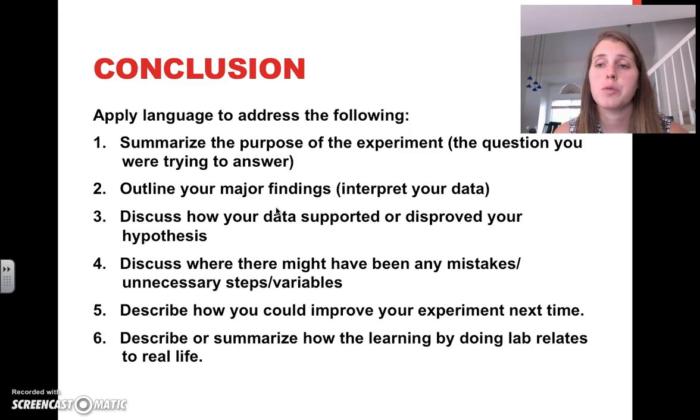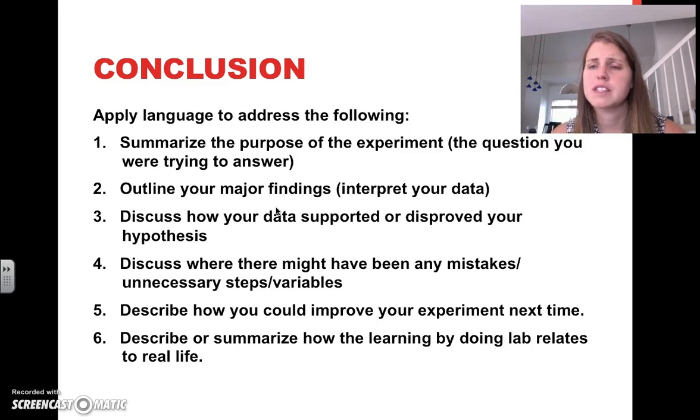And then you also want to say, well, my data either supported my hypothesis or maybe did not support my hypothesis. Whatever happened in your experiment, remember, either is okay. It doesn't always have to support your hypothesis. You don't have to be right. And it's totally acceptable to be wrong, because we learn just as much from being wrong, if not more, than we do from being right, or at least from having our hypothesis supported.